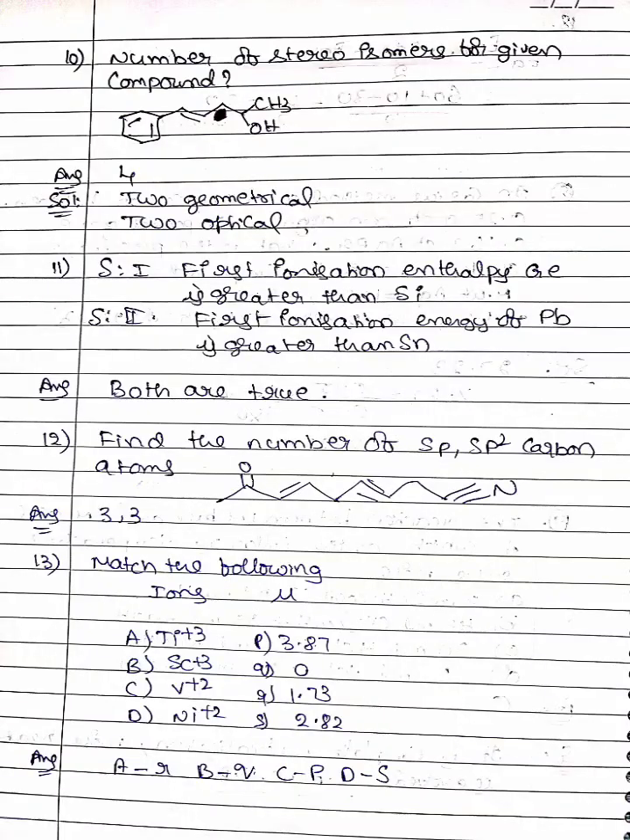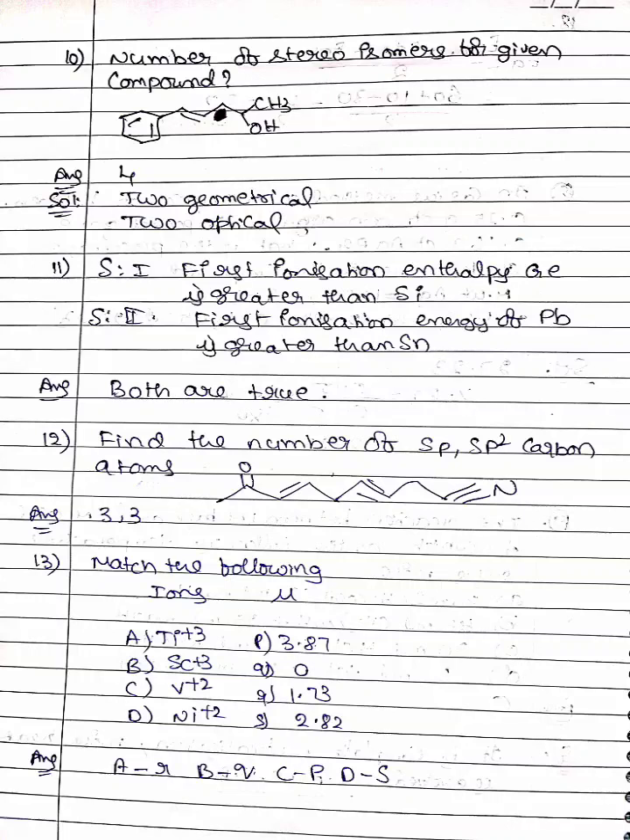Next one, the same model they have asked in the latest mains exam. The number of stereoisomers in the given compound. So there is a double bond, two geometrical isomers we get, and there is only one chiral center where we get two optical isomers. So total of 4.